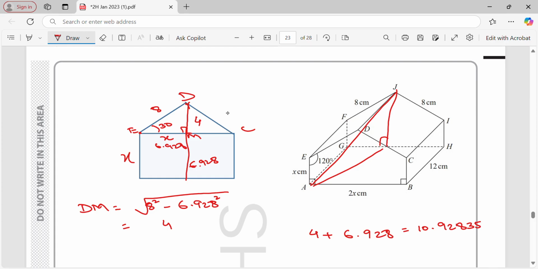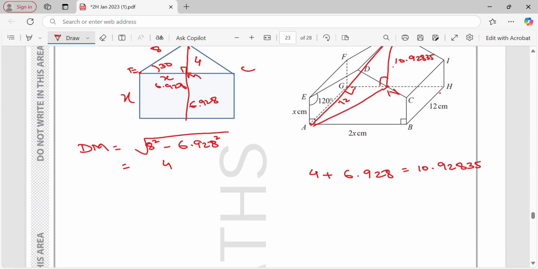So this length here is JN. You can name it anything, you can use M, N, anything. So this JN is 10.92835. All right. Now I have to find out AN. So AN is basically GN, and I have this length, AG. AG is, because BH is 12, so same as GH, so GH is also 12, and it makes a 90-degree angle at this point.